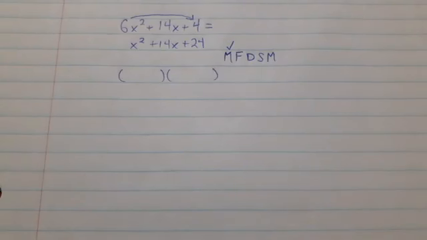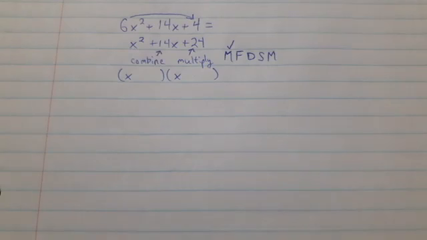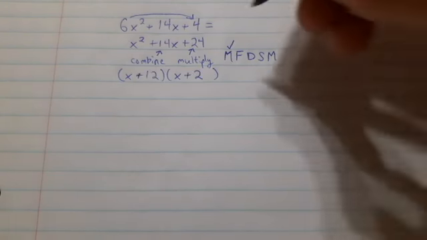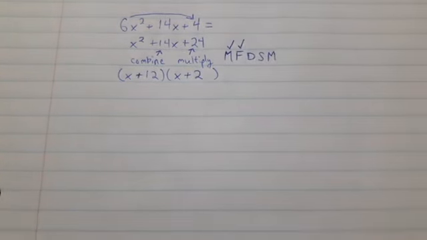We know that both start with x, and we're looking for 2 numbers that multiply to get to 24 and combine to get to 14. Two numbers that fit that would be 12 and 2, so we write x plus 12 times x plus 2. We can check off factor and move on to our divide step.